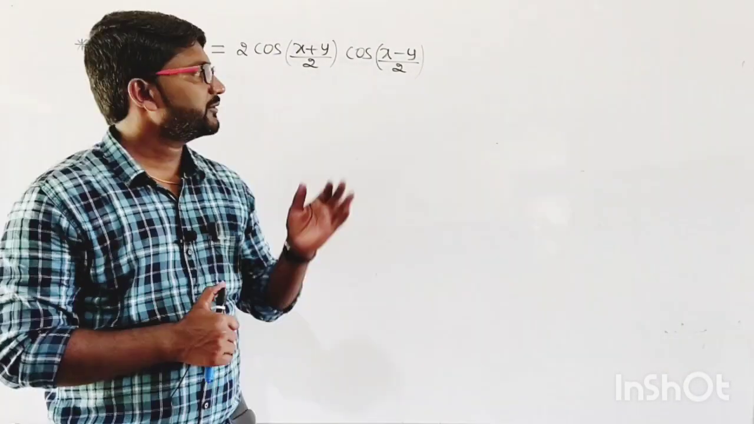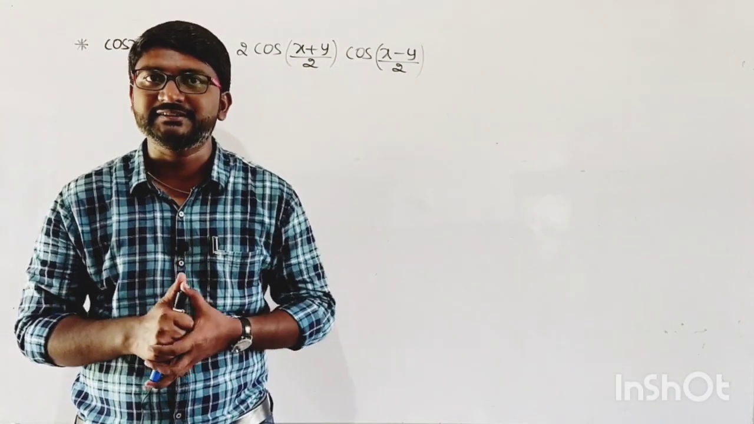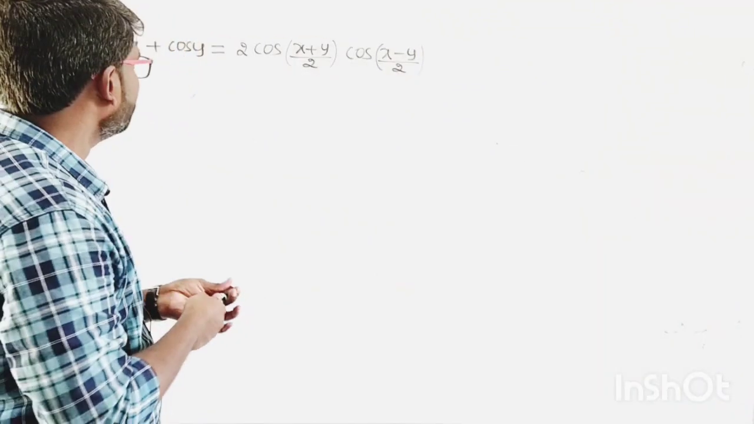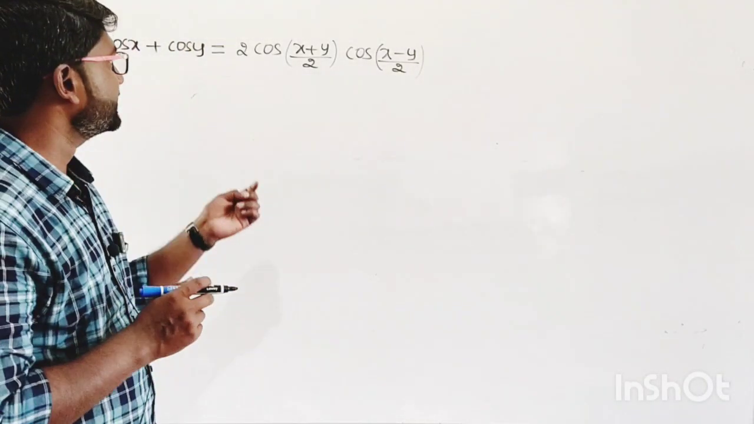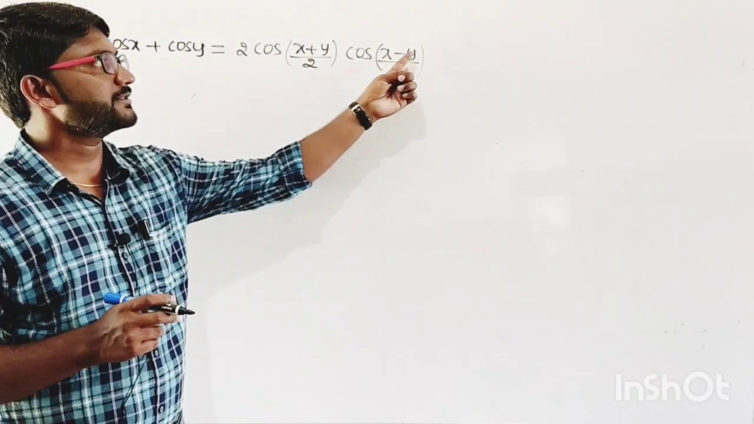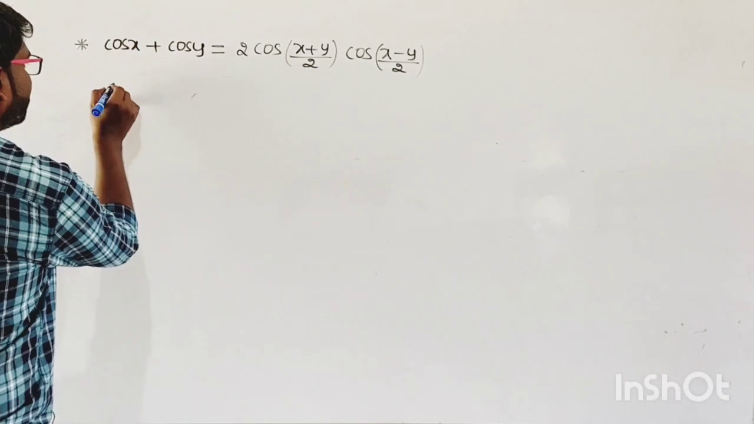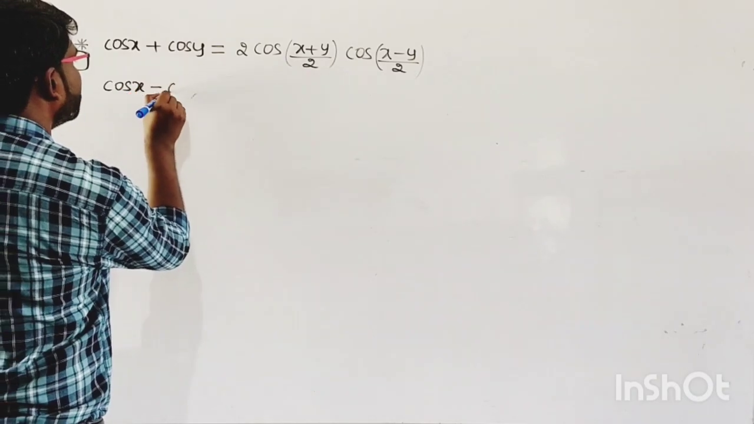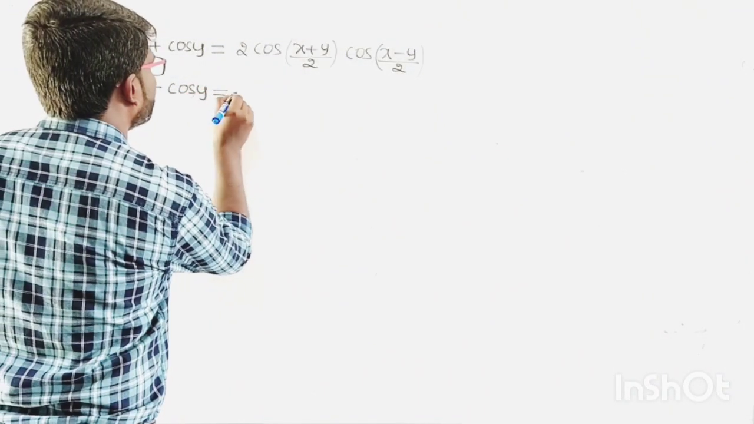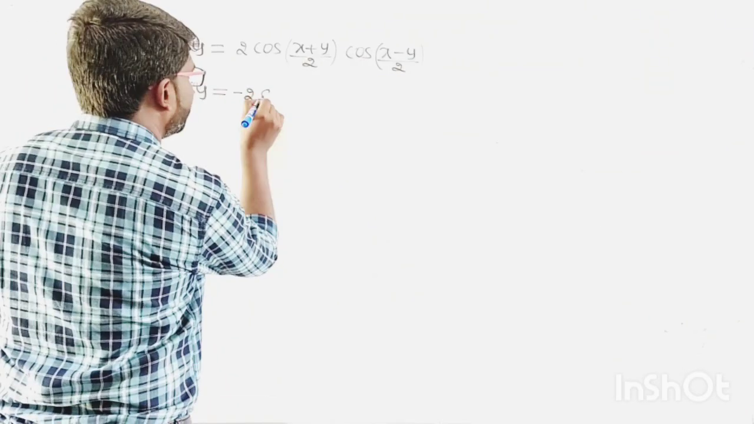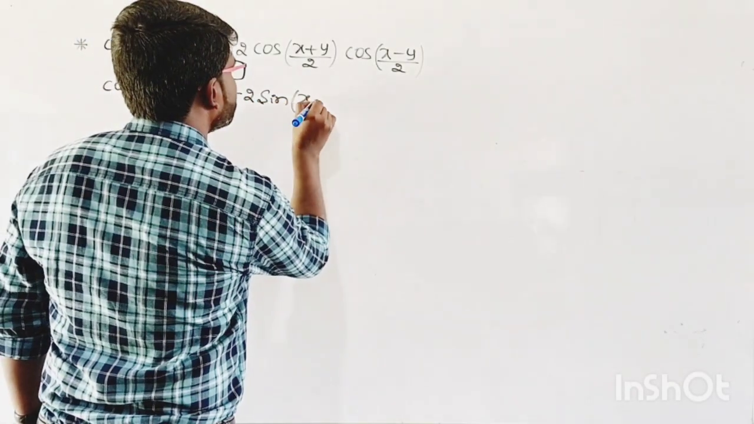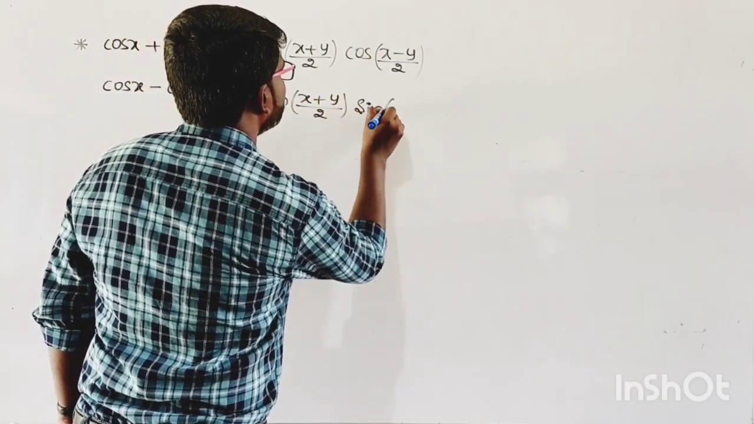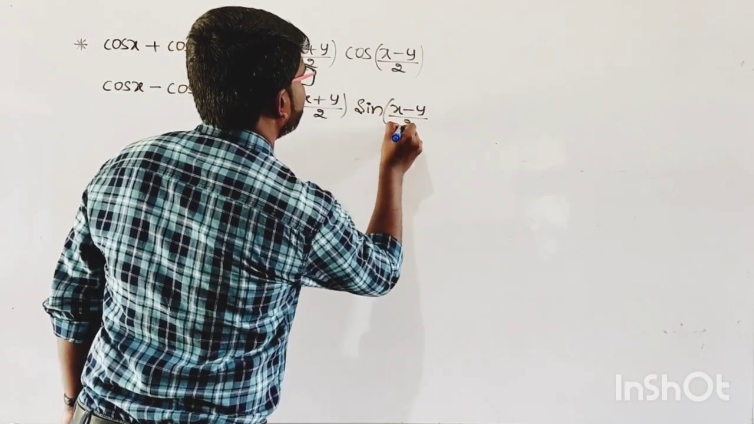So in today's class we are going to list a few more important standard results of trigonometric functions of the sum and difference of any two angles. So now here I have written cos x plus cos y, which is equal to 2 cos of (x plus y) by 2 into cos of (x minus y) by 2. The next one is cos x minus cos y, which is equal to minus 2 sin (x plus y) divided by 2 into sin (x minus y) divided by 2.